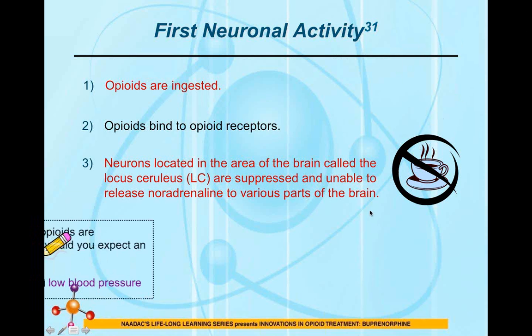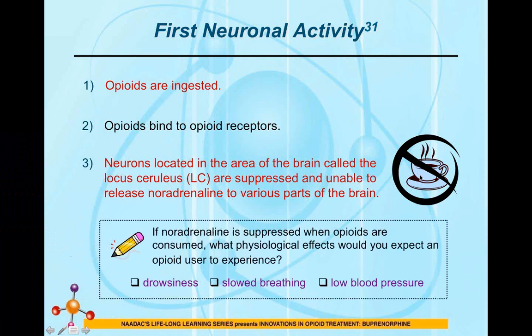So let's do a little quiz here, or a little polling question. If noradrenaline is suppressed when opioids are consumed, what physiological effects would you expect an opioid user to experience? So just think about that. If someone's not able to have noradrenaline running at the same frequency that it was before, what would be the side effects? Go ahead and submit an answer there. You can check multiple boxes or just one, your choice. I'll give you just a few seconds more.